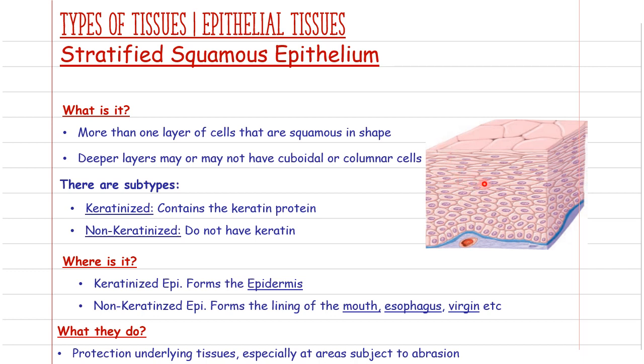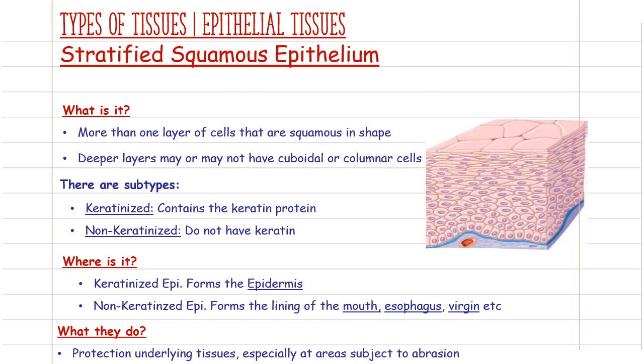From the image here, you see it gives you a vivid description of what we are talking about. The cells here are flat or squamous in shape. But you notice that these cells form more than one layer. So a tissue that has this particular form is what we refer to as the stratified squamous epithelium.